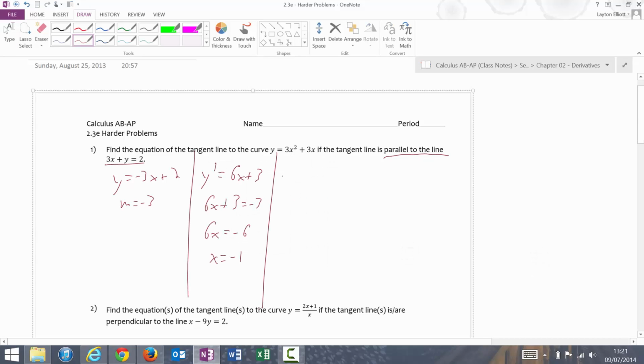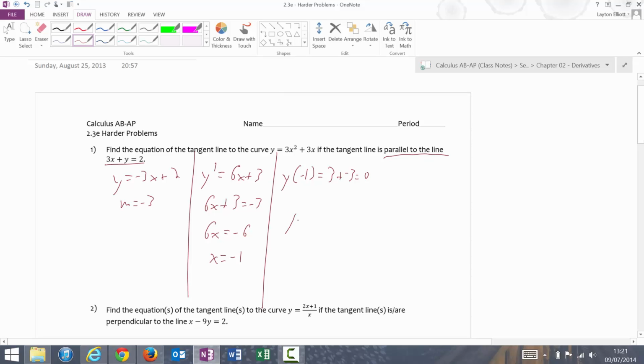Well, I now need to figure out what y of -1 is. I need to find the y value at -1. So that would be 3 times plus -3. That'd be 0. So my ordered pair is (-1, 0). And my slope is -3.